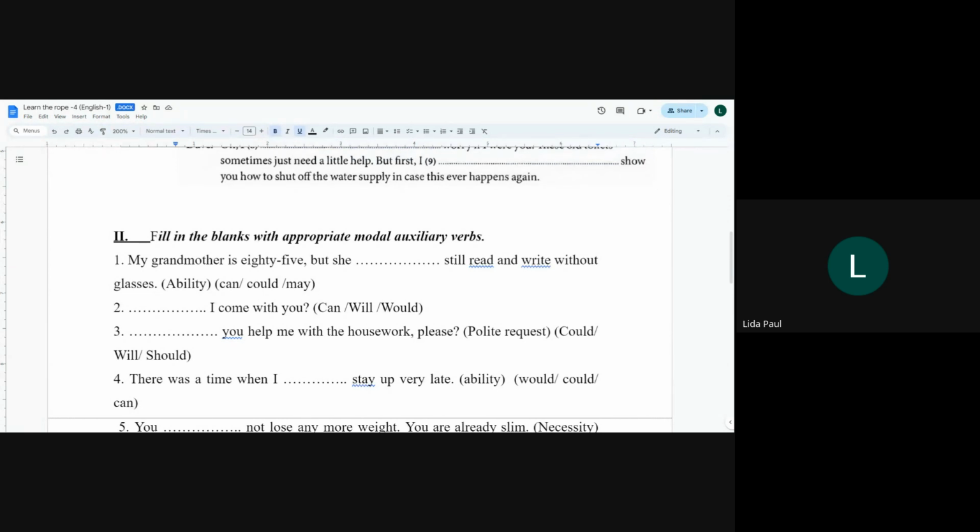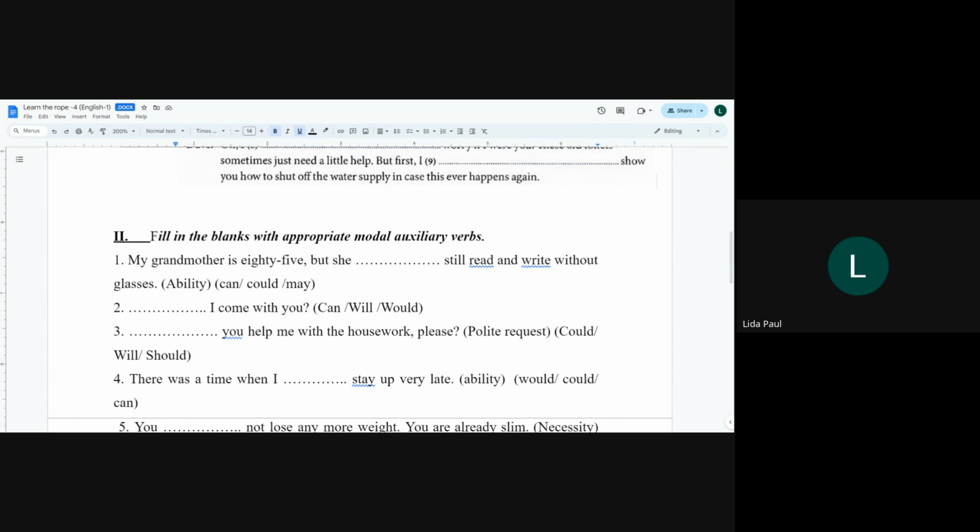Which one is the best fit among can, will, could if it's a permission sentence? Ma'am, will. Will I come with you? Permission. The permission sentence. So what will you use? Not will, it's can. Can I come with you? You're seeking permission, then this is the one. Make it more polite: could I come with you?